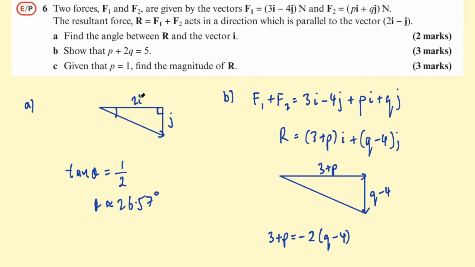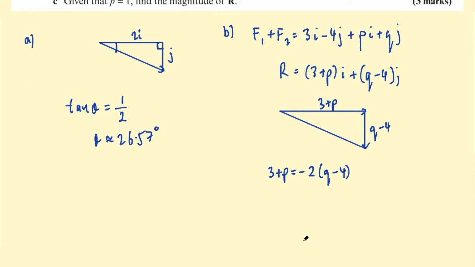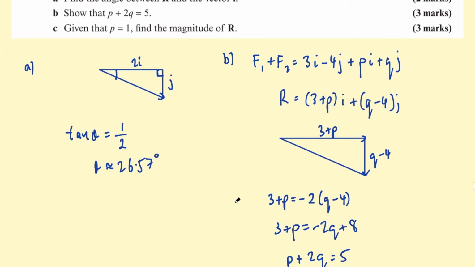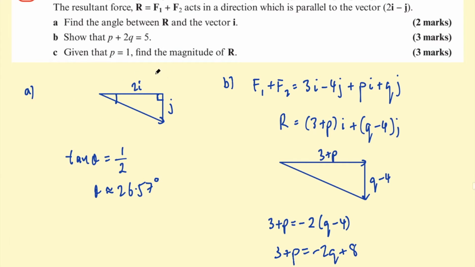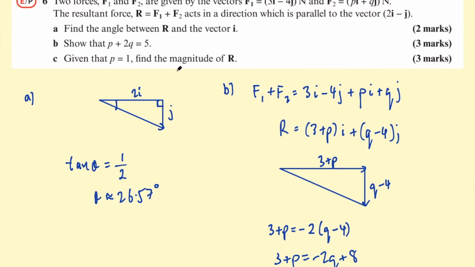Okay, now hopefully we can simplify this equation to p plus 2q equals 5. Let's go ahead and try. So expanding those brackets out, we get negative 2q plus 8, and then p plus 2q equals 8 minus 3, which is 5, and we're done, and we've got that equation as required. Part C says, given that p equals 1, find the magnitude of r.